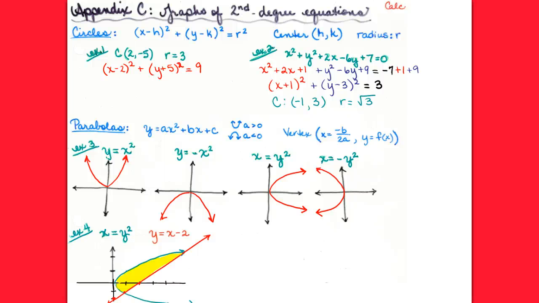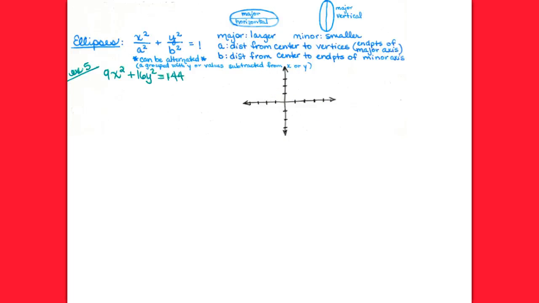Ellipses and hyperbolas are very similar in terms of their descriptions and some of the formulas that they have. And so we want to focus on the ellipses today, and then we can see the differences with the hyperbolas in the next half of this lesson.